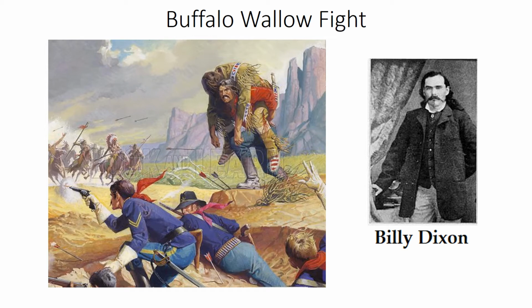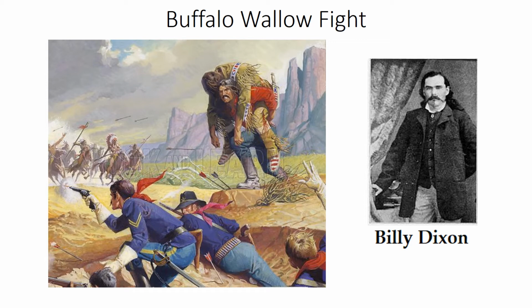One of the scouts was Billy Dixon, the same guy who 2 months before had made that incredible long shot at the Second Battle of Adobe Walls. So after that, he had signed up as a scout for the Army. The initial attack on this small group, and by the way, they were carrying dispatches from one fort to another. That's why they were such a small group.